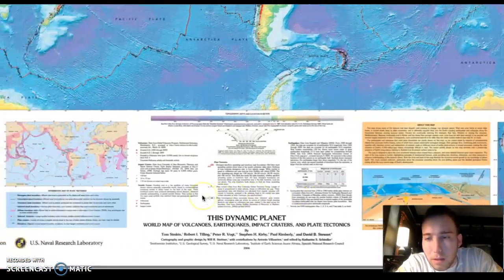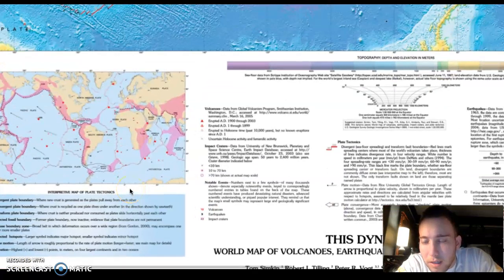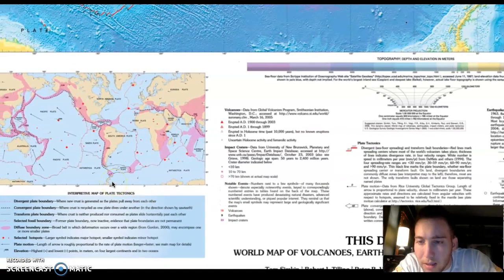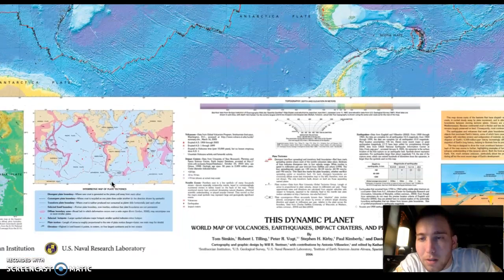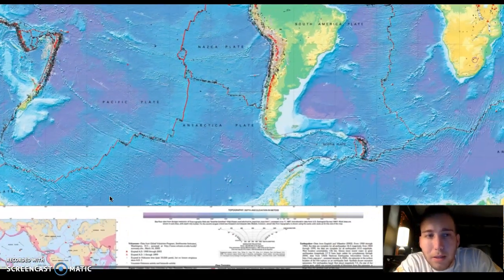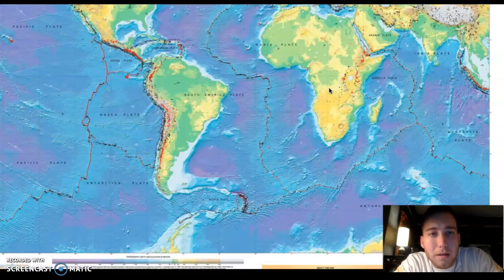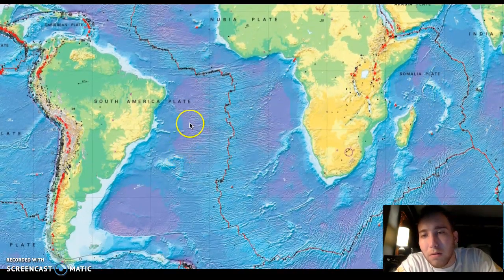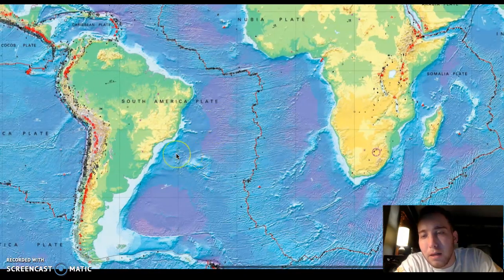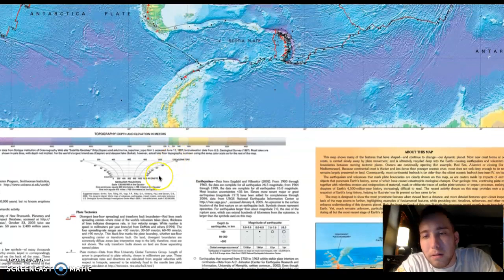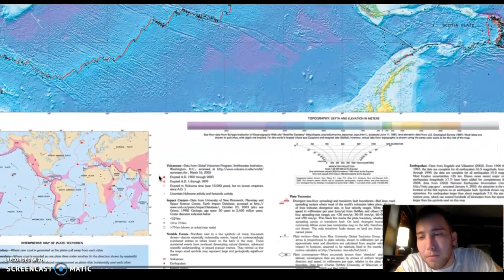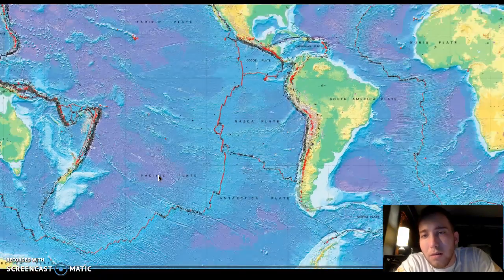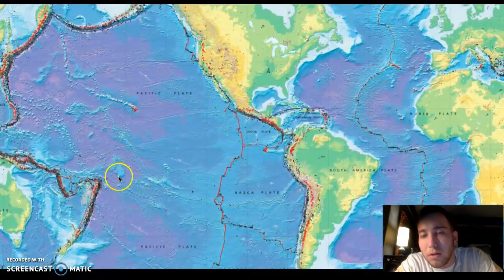So then the next one, we're looking at transform plate boundaries. This is where crust is neither produced nor consumed as plates slide horizontally from each other. So it would be right around here by the Somalia plate, kind of near Africa. And some would be over here by the South American plate. If we look at our map again, it should tell us. Yeah, and then there's a lot over here by the Pacific plate, this huge section.